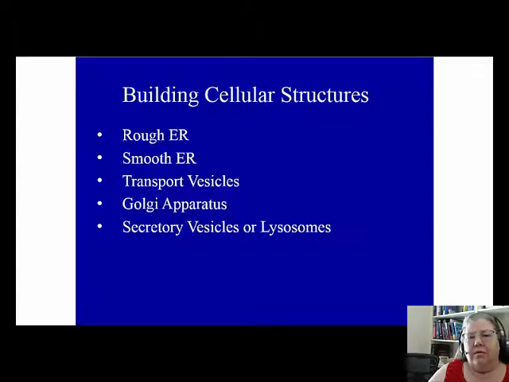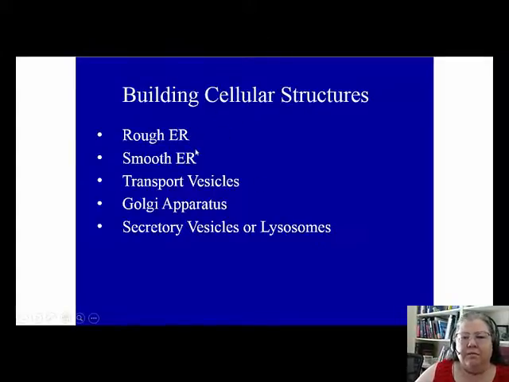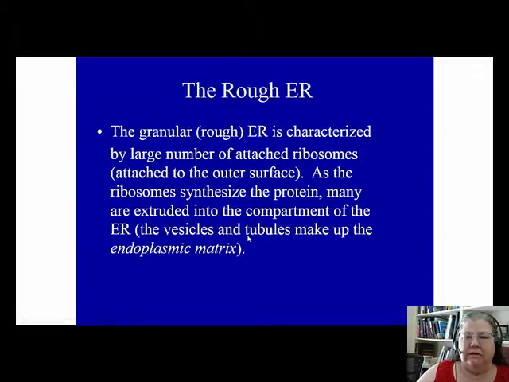Okay, so to build cellular structures, we have the rough and smooth ER, we have transport vesicles, we have the Golgi apparatus, we have the secretory vesicles and lysosomes. This is just a review. The rough ER has lots of ribosomes. That's what makes it look rough. Ribosomes synthesize the proteins, which are extruded into the compartment of the ER.